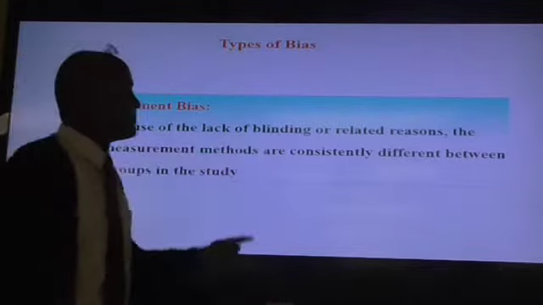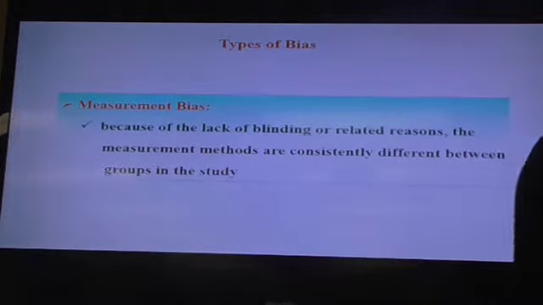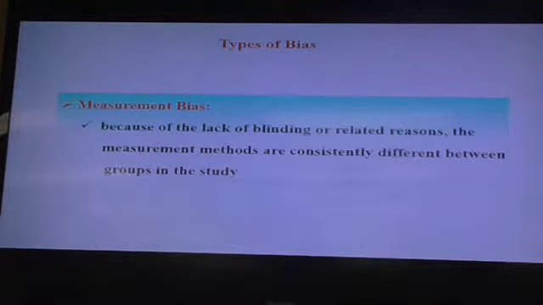So blinding really helps to reduce this kind of information or measurement bias. Otherwise, it's human nature. If you know that one group receives placebo, you really don't spend much time to ascertain outcome compared to when you know that somebody has taken a real drug. So in that case, you commit what we call a measurement bias because your measurement methods are not applied consistently in the two study groups.